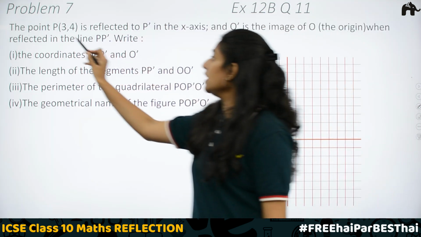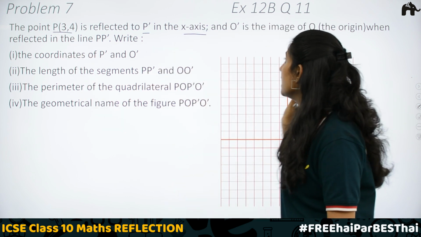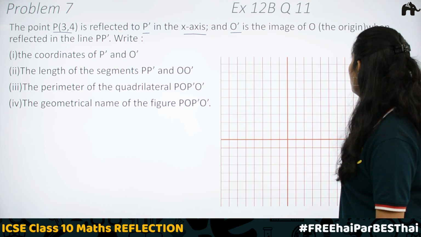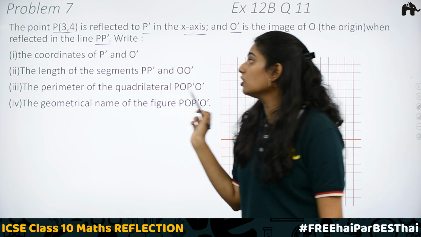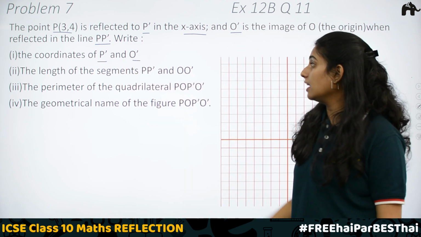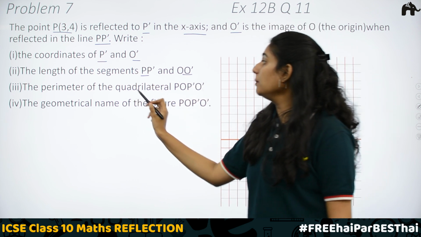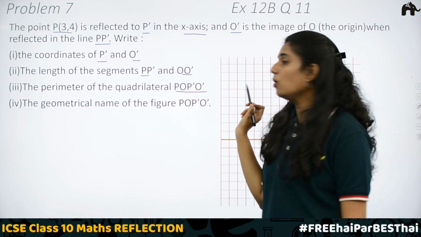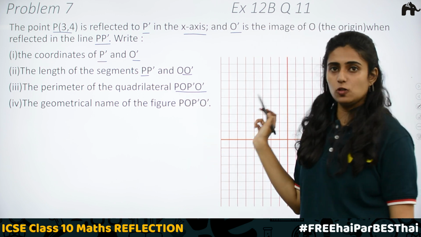Next, problem number 7, question 11 of exercise 12B. The point P(3, 4) is reflected to P' in the x-axis and O' is the image of O, the origin, when reflected in the line PP'. Write the coordinates of P' and O'. Then, the length of the segment P'O', the perimeter of the quadrilateral PP'O', and the geometrical name of the figure.